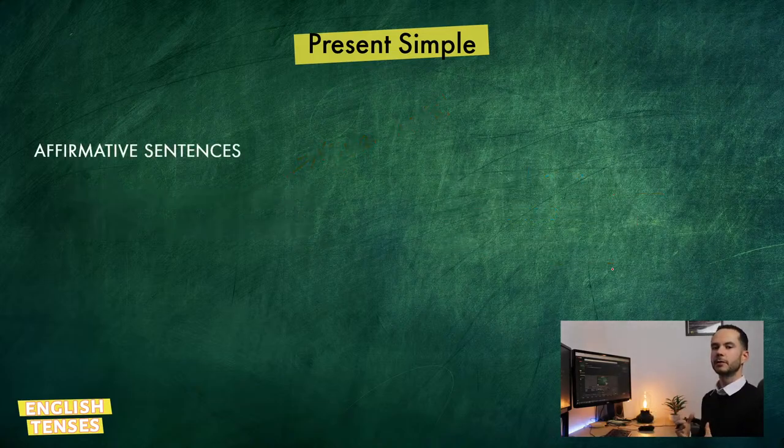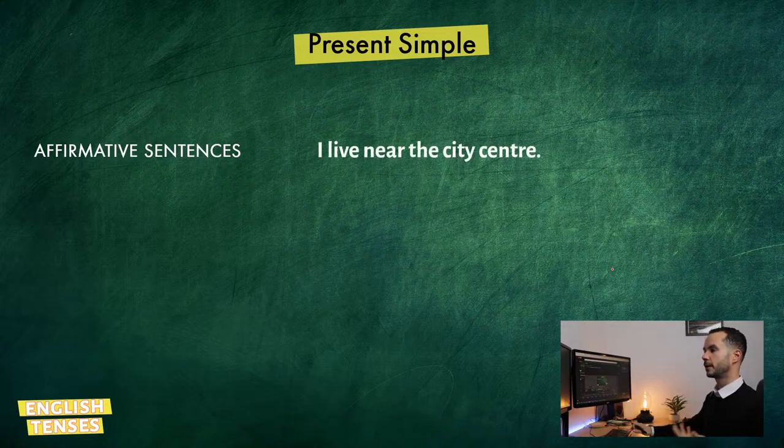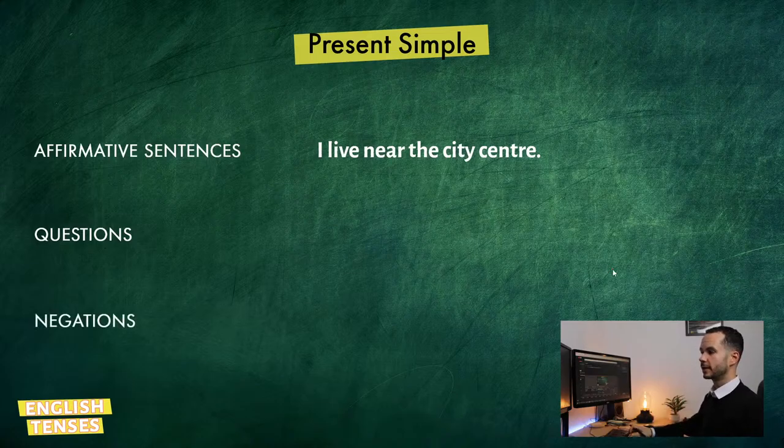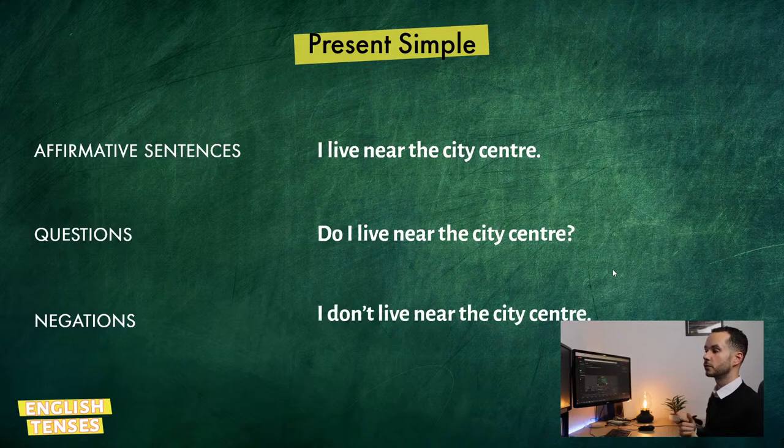We're now going to look at how we can make affirmative sentences, questions, and negations with present simple. So affirmative sentences are sentences that are not negations and sentences that are not questions. Something like, I live near the city center, is an affirmative sentence. For a question, we get, do I live near the city center? And for negations, we get, I don't live near the city center.